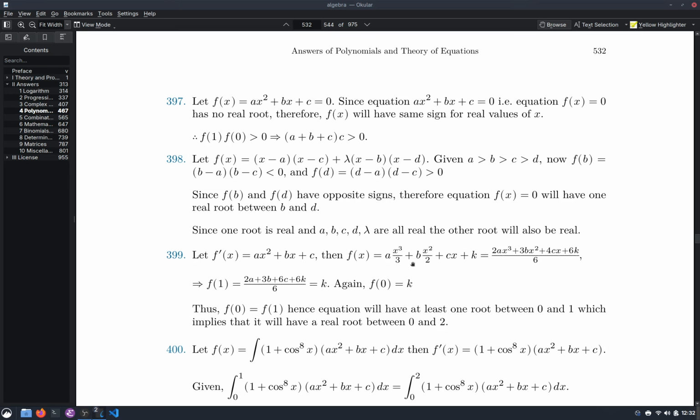Okay, there's a typing mistake here. It is not 4c, it would be 6c, because the LCM of 3 and 2 would be 6, and 6 multiplied with cx is 6cx. This should be 6cx. So we put f of 1 is equal to 6c. And therefore we have 2a plus 3b plus 6c plus 6k by 6 is equal to k.